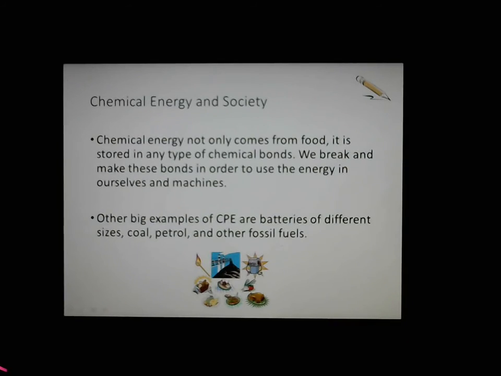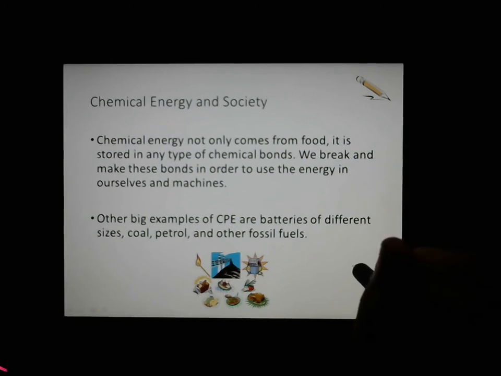So chemical energy is not just in food though, it's also stored in other types of chemical bonds. And in order to use energy for ourselves and for the machines around us, like our cars, we need to make and break those chemical bonds. Batteries, from all the way down to those little single cell batteries that you find in watches, through to the batteries in the back of your remote, and up to batteries in your car. These are chemical potential energy sources. The petrol we pump in, chemical potential sources. Okay, all fuels are chemical energy.